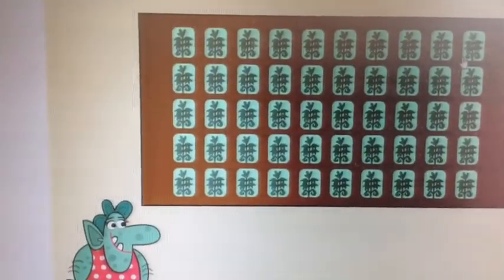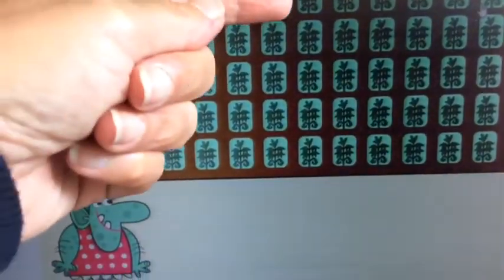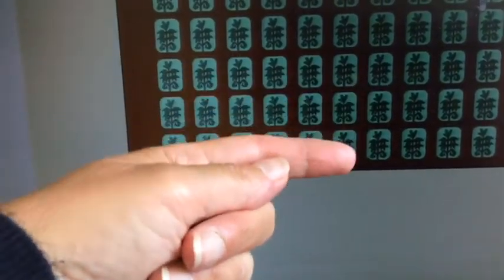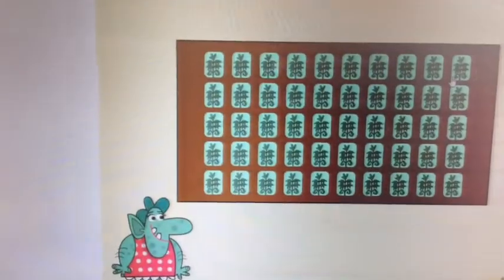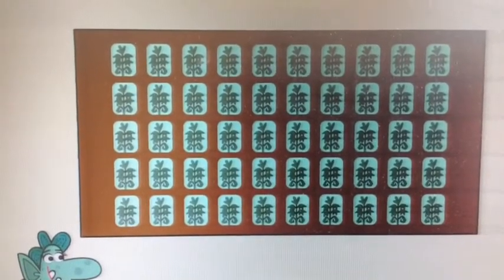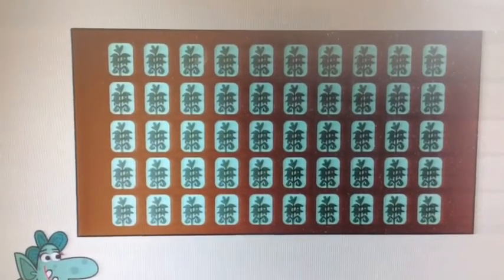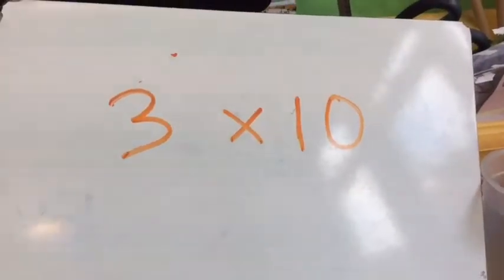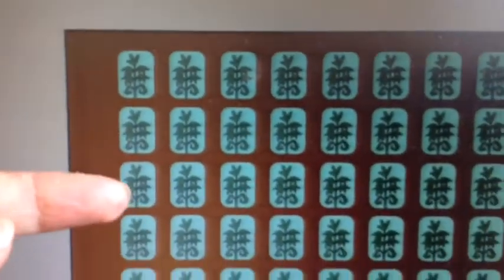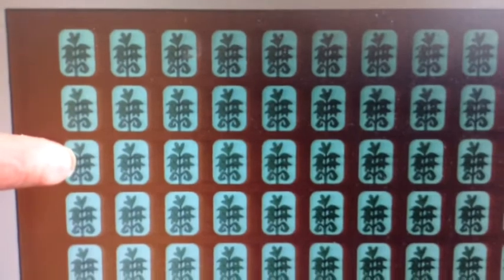Let's count the 5 tens. 10, 20, 30, 40, 50. But if you count the 5s, you've got 5, 10, 15, 20, 25, 30, 35, 40, 45, 50. What if she sold 3 bunches of 10 plants? How many would she have sold? That would be 3 sets of 10, wouldn't it? 10, 20, 30. So how many would she have left?